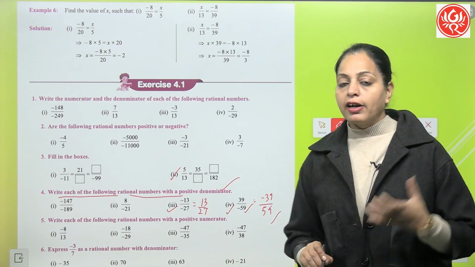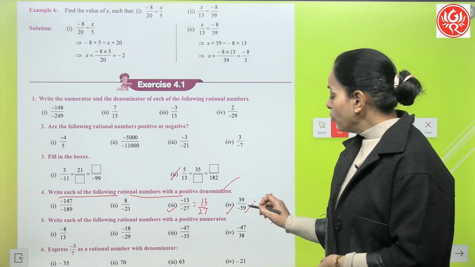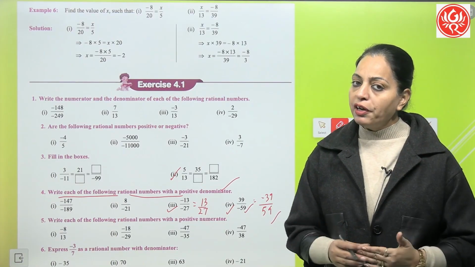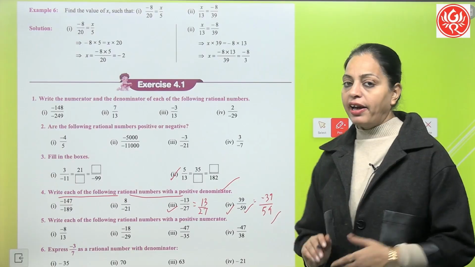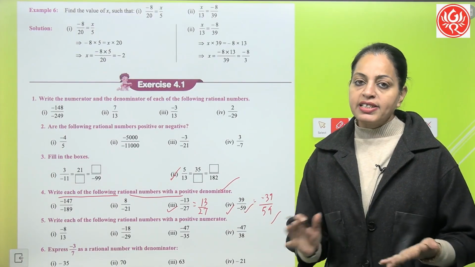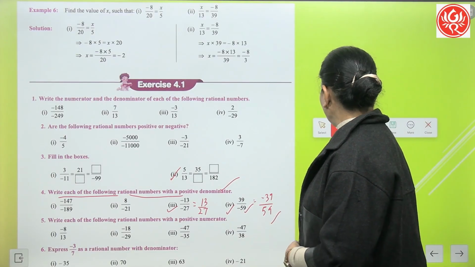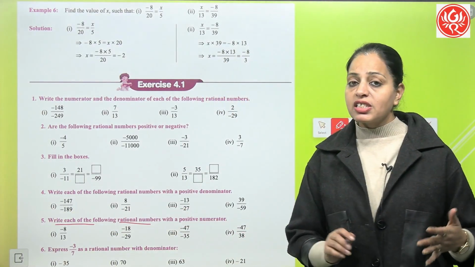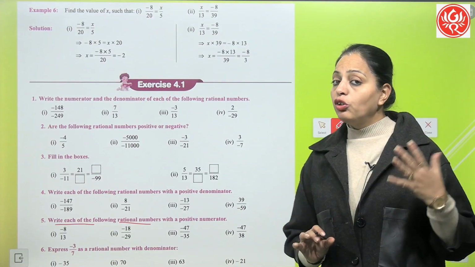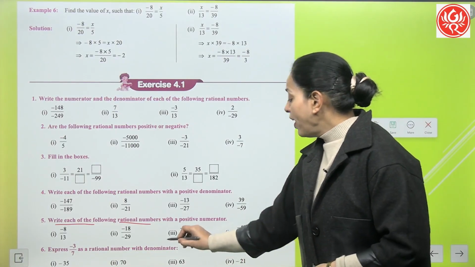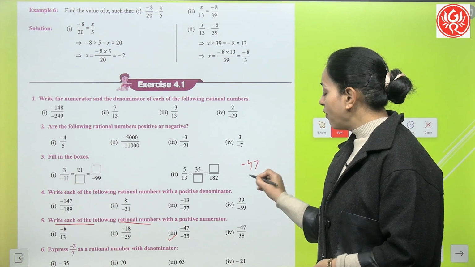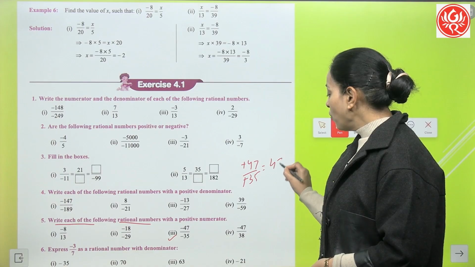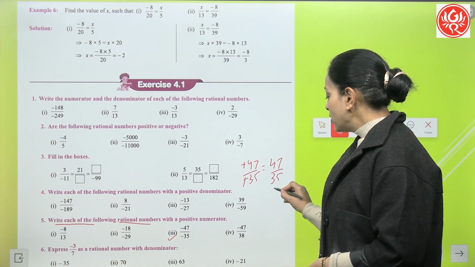Okay? अगर कोई नेगेटिव रेशनल नंबर है तो माइनस साइन चाहे हम न्यूमरेटर के साथ लगाएं, चाहे हम डिनोमिनेटर में लगाएं, चाहे हम सेंटर में लगाएं, there is no problem. It doesn't matter, right? So now the fifth question, write each of the following rational numbers with a positive numerator. यानी numerator should be positive. Like third part, minus 47 upon minus 35. So minus minus cancelled, 47 upon 35.